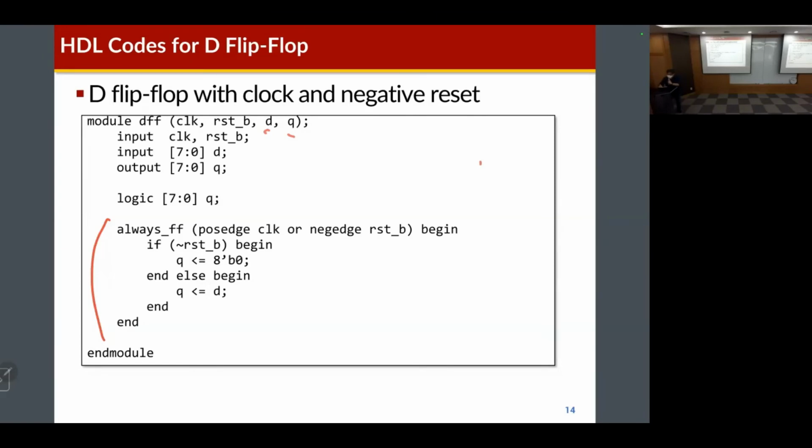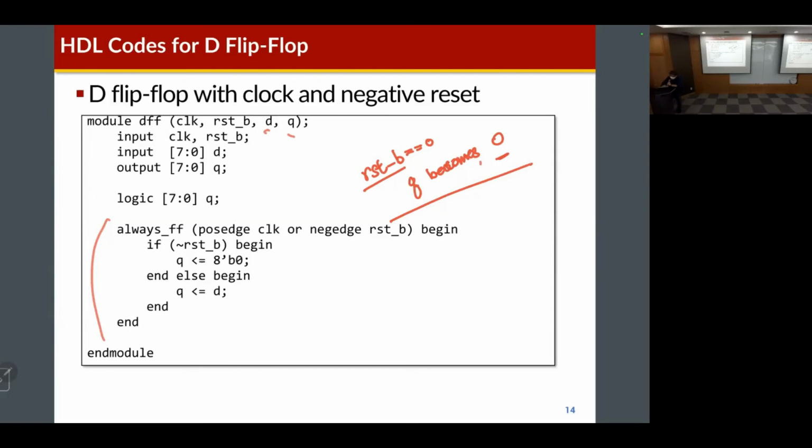Negative reset means that if RST underbar B, this is the negative reset, is 0, the Q becomes 0. That is the definition of negative reset. If the reset signal is 0, then the output becomes 0, regardless of the input.